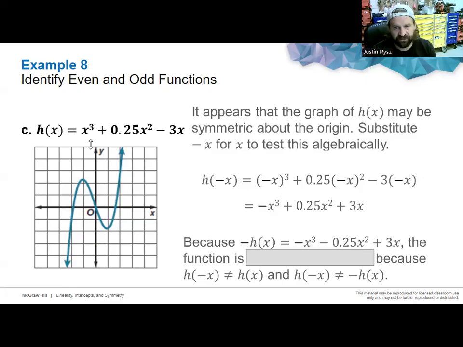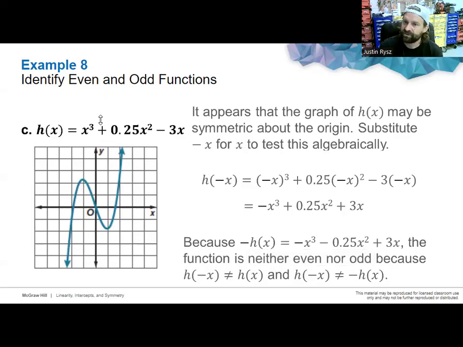Now, if we try to turn that into a positive, we could factor out a negative, but then that becomes a positive, then a negative in the middle, and a negative at the end. It is not the exact same that we had. It is not the original or the complete opposite. It's just something different. So that one is neither even nor odd.